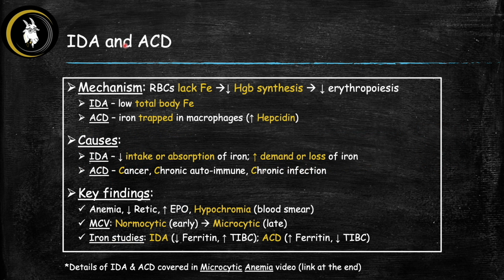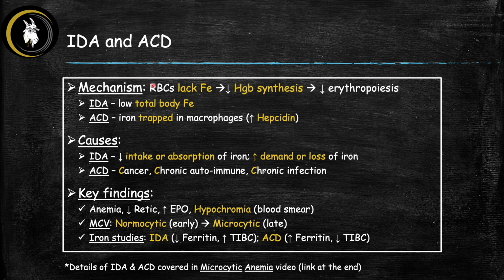Okay, so now let's wrap up by talking about iron deficiency anemia and anemia of chronic disease. Both of these cause normocytic anemia early, but microcytic anemia as the disease becomes more advanced. I talk about both of these in much more detail in the video on microcytic anemia, which I'll link at the end as well. But for now, I'll do a quick review of their main points here just to be complete.